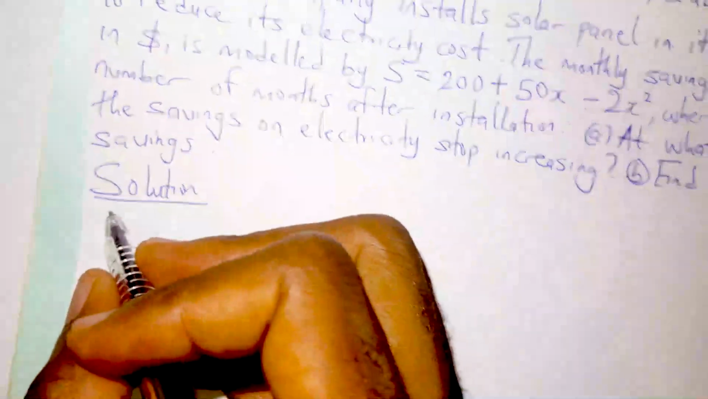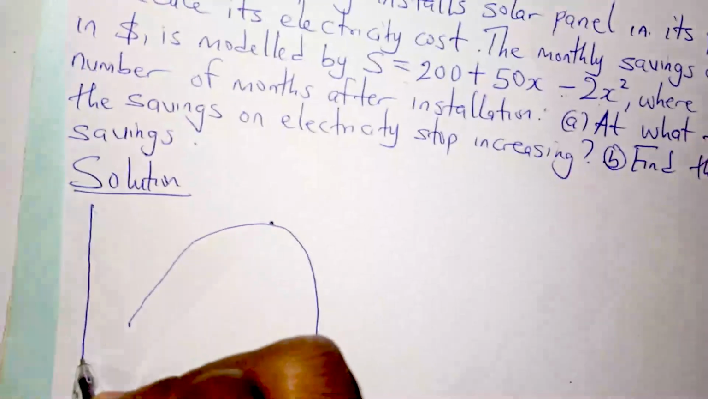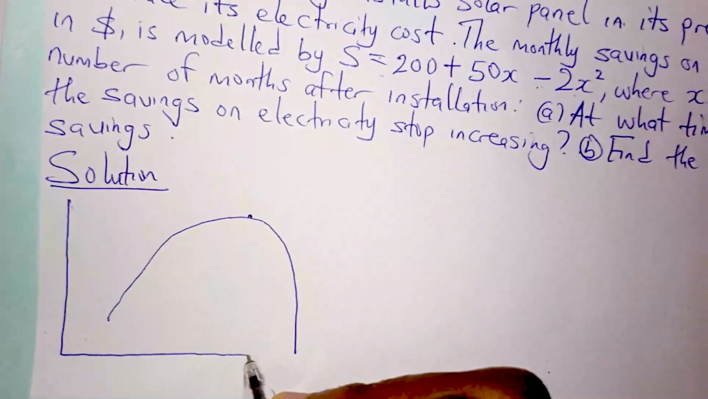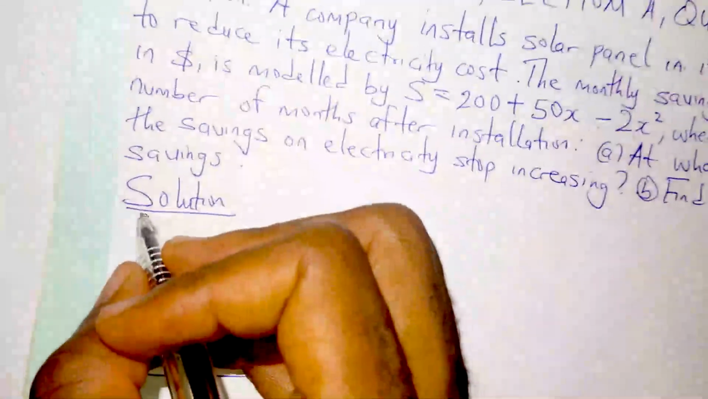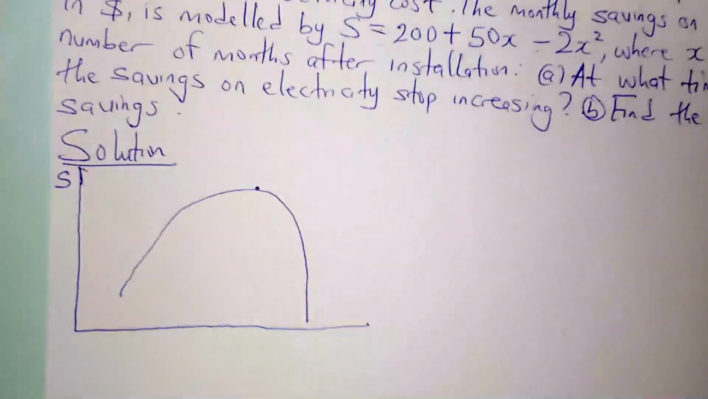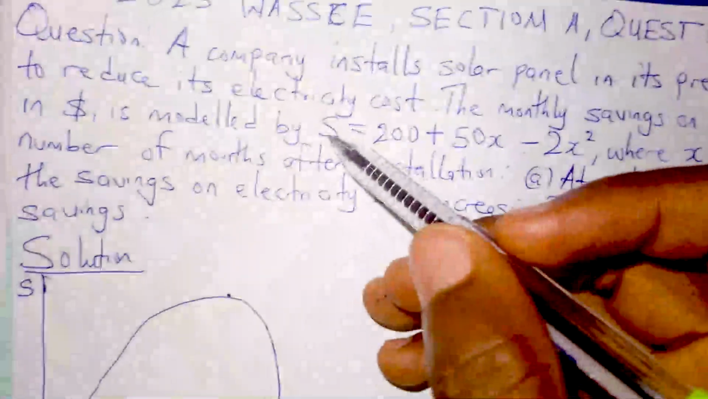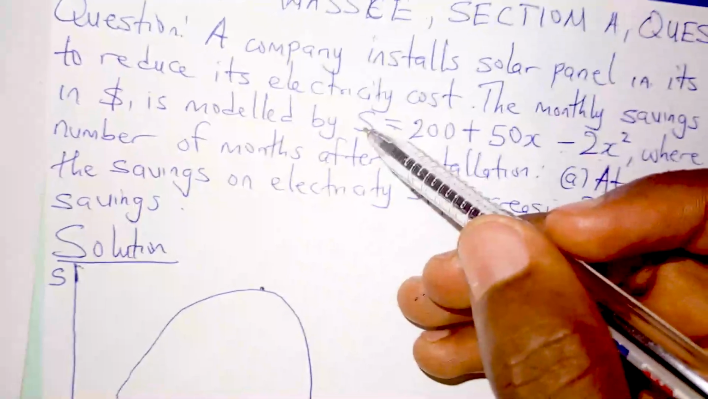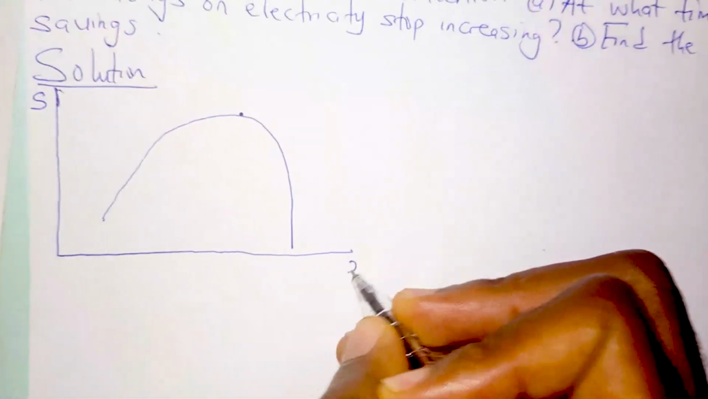So if you have to draw the model on a graph, it is going to be something like this, where this is going to be the S axis. I say S here because that is what they put here. If you notice, they did not use Y. Y is going to be the X axis.